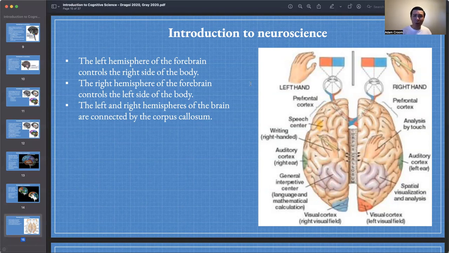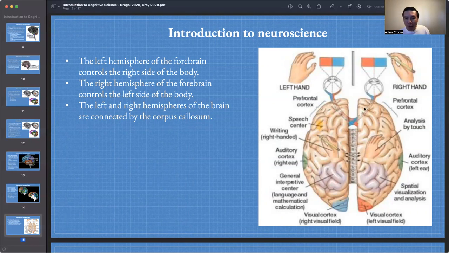And so this is really cool. Like you can see here in this figure that this is the left side of the brain and the left hand, and this is the right side of the brain and the right hand. But notice that the left hand is being processed in the right side of the brain, and the right hand is processed on the left side of the brain.